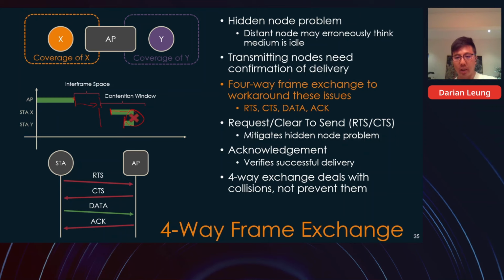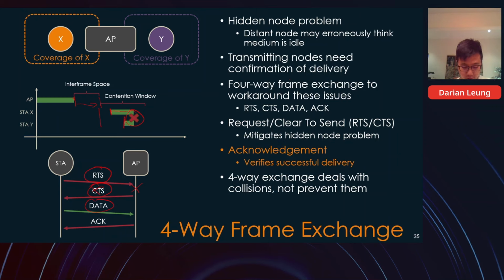The solution to the hidden node problem is a four-way frame exchange. This exchange involves request to send, clear to send, data, and acknowledgement frames. The RTS and CTS frames are used to clear the channel before transmitting a data frame. Using the same example above, if station X transmits an RTS frame, then the AP will send a CTS frame back to indicate that the channel is now clear. However, if there was a collision at the AP, it will not respond with a CTS frame. This indicates to station X that it needs to retry at some later point.